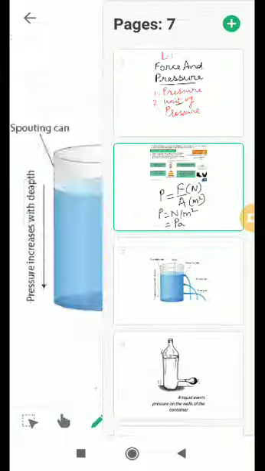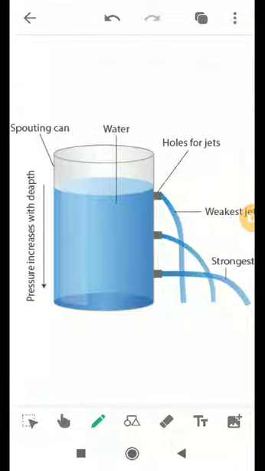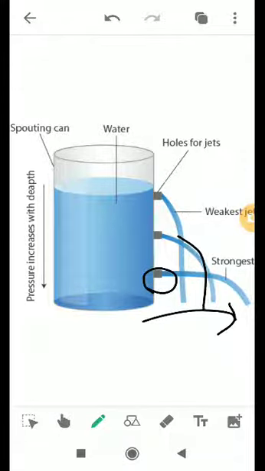Let us see the next now. See, this is the pressure due to water in the container. Pressure increases with the depth. There are 3 holes made in that container. Water is filled. You will find that the hole which is at the lower side, at the deep end, will throw the water with a stronger force. See, stronger force is applied here. And above that, it will be lesser. And above that, it is a weak force. It means pressure increases with the depth. As the depth is increasing, pressure is also increasing.